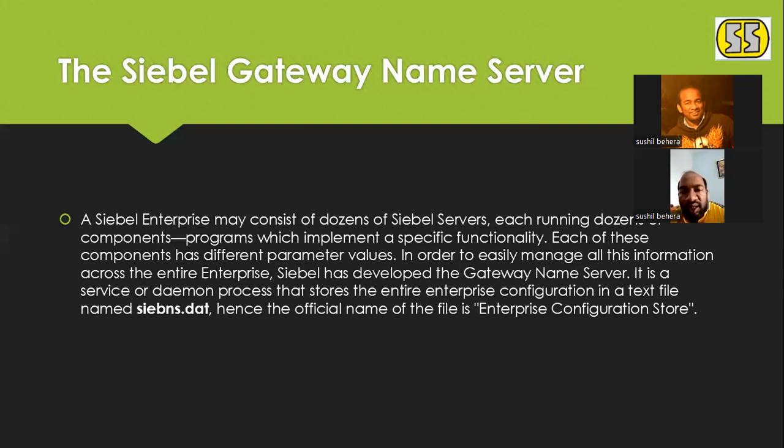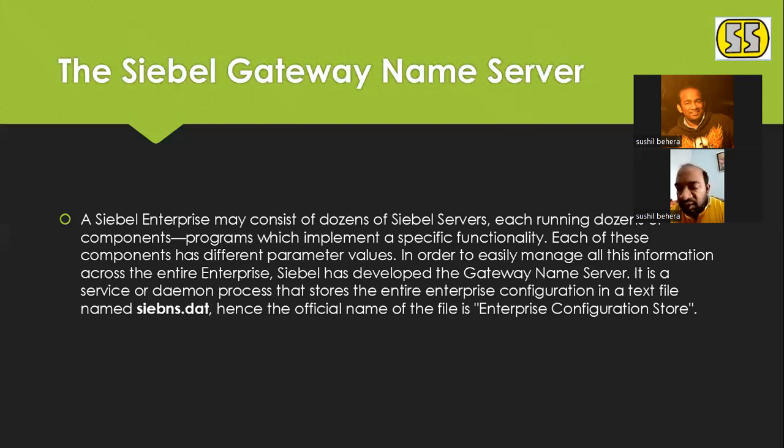Now, I'll give you an example to make you understand the importance of the Siebel gateway name server. When we do an SRF deployment, we have to shut down our Siebel servers and then bring them up again. There is a process we follow. We bring down the Siebel server first, then we bring down the Siebel gateway name server. Then we bring up the Siebel gateway name server, then we bring up the Siebel server. Why is it so? What is the significance of doing so?